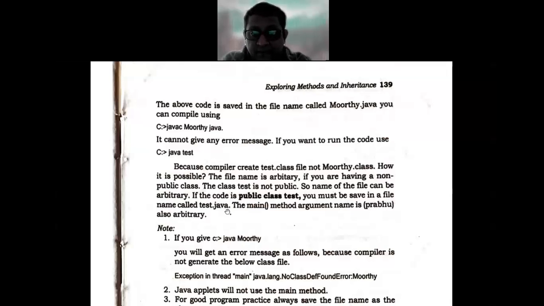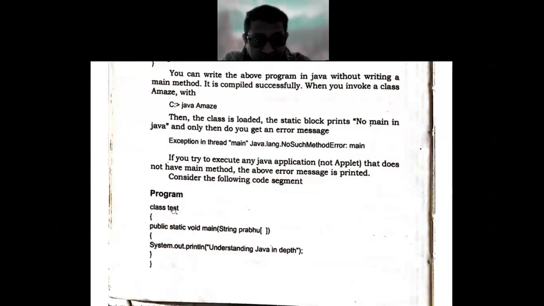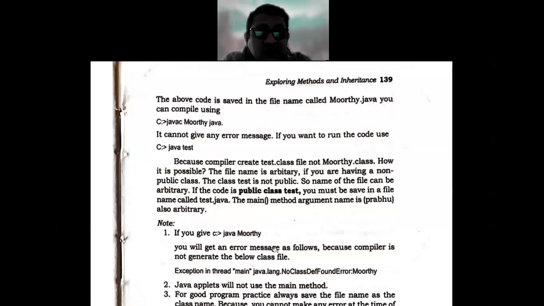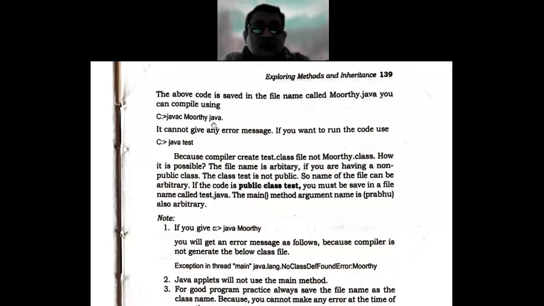So the main summary is that you cannot give any other name. If the class name is test, the file name should not be murti.java and it should be test.java, because otherwise murti.java will not be available.